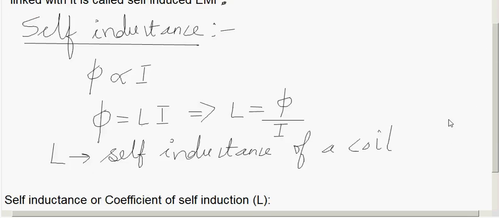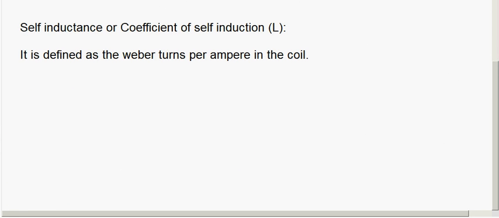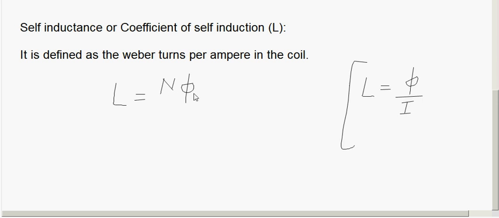Now if there are n number of turns in the coil, then the flux linking the coil will be written as N into phi. Phi by I we have from the previous equation, L is phi by I. But if there are n number of turns in the coil, the total flux linking the coil can be written as N phi divided by I. L is N phi by I. So this N phi is known as Weber turns. Weber, because flux is measured in Weber and N is number of turns. So Weber turns. What is Weber turns?